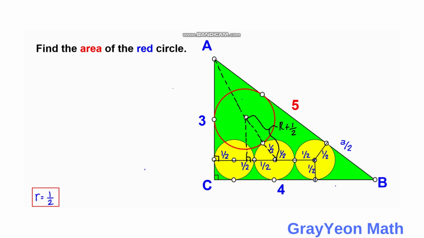For this vertical and horizontal length, from this point to this point is actually 3/2, because it is 3 times 1/2, the radius of the yellow circle, and we need to subtract this capital R, this radius. This is capital R. So this becomes 3/2 minus R.